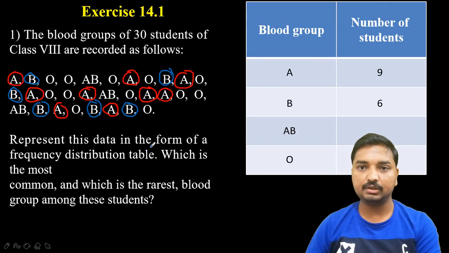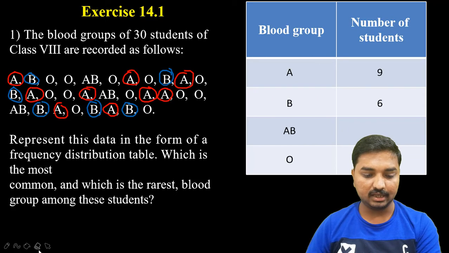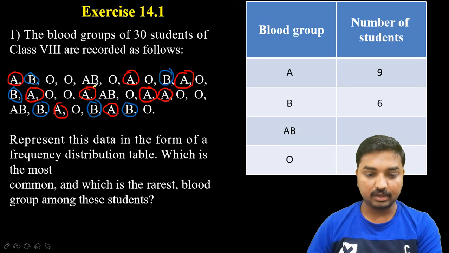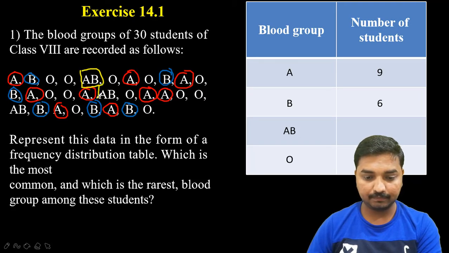That's why the frequency of B will become what? 6. Okay, in the same sense, now the next thing is, I'm going to change the color now, yellow. Okay, so now for AB, look here, it is one person with the blood group AB. Okay, and here there are no persons. In the second column here it is one person.